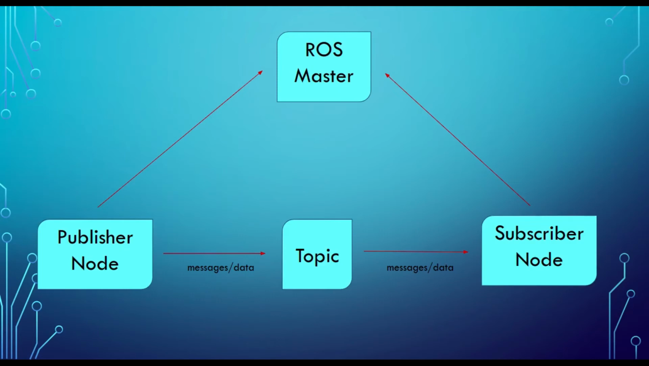And this is a graphical representation of how they all work. The publisher node publishes messages to the topic, which is received by the subscriber, which means a publisher node cannot send messages directly to the subscriber. So we need a topic so we can transmit messages between nodes.